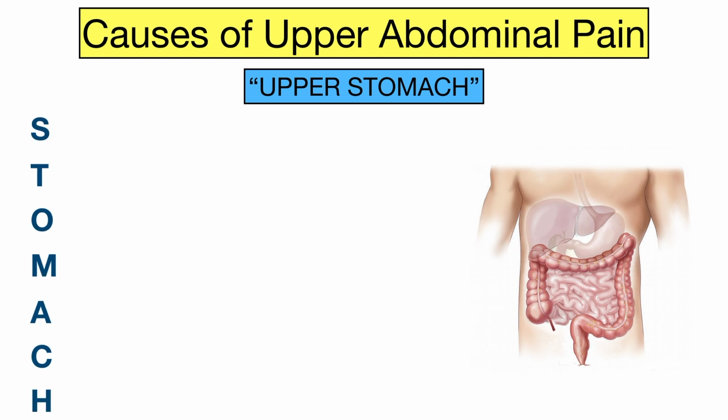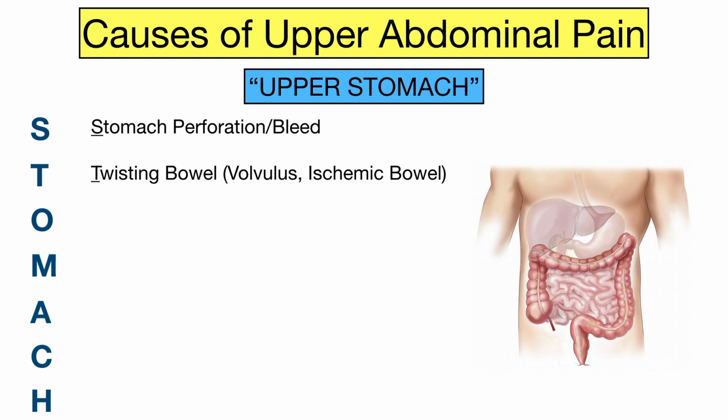Now let's walk through the word STOMACH. First, we have the S, which stands for stomach perforation or bleed. This will help you remember gastric or bowel perforation, which is a hole that develops in the stomach or intestines. And this will also help you remember GI bleeds, which could potentially be caused by stomach or intestinal ulcers, which typically cause upper abdominal pain. The T stands for twisting bowel. This will help you remember volvulus, which is an obstruction caused by twisting of the stomach or intestines. Twisting of the bowel can also lead to ischemia or reduced blood flow to the intestines, and this can help you remember ischemic bowel as a potential cause as well.